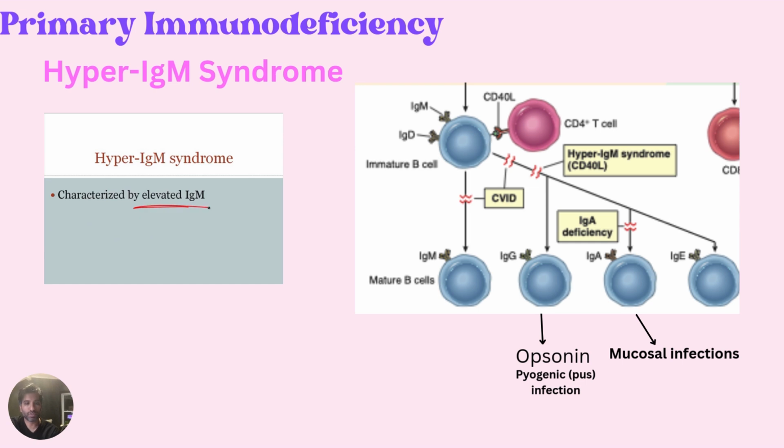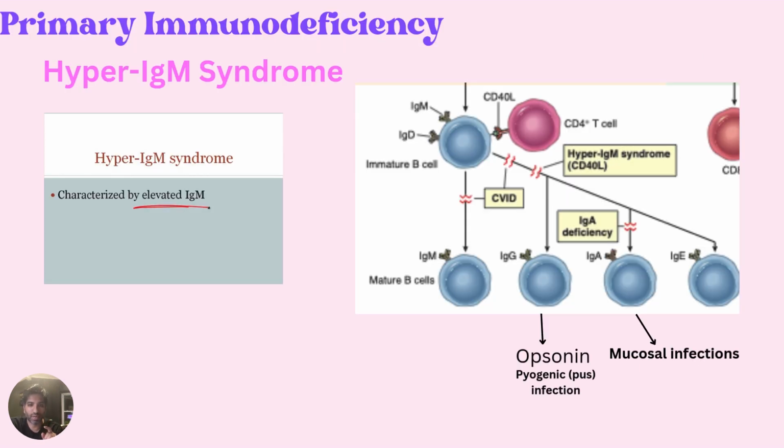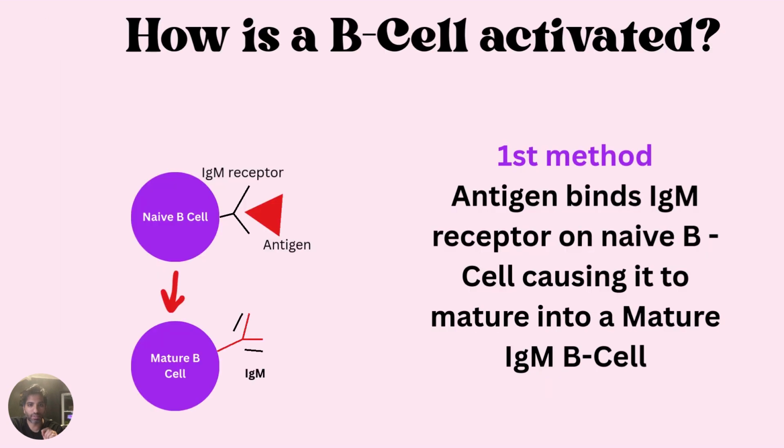Hyper IgM syndrome. So this is characterized by what it sounds like, elevated IgM. I put this chart up so you can see this. And I think Dr. Sattar does a good job, so I'm going to summarize what he said about how, in order to understand the syndrome, you've got to understand how B cells are activated. The first way the B cells are activated is an antigen comes in, binds the IgM receptor on the naive B cell, and turns it into a mature B cell that produces IgM. See on this chart, it's the bottom left corner here. It says IgM mature B cells. Okay, so great. IgM, easy. It turns into IgM by binding an antigen on its IgM receptor.